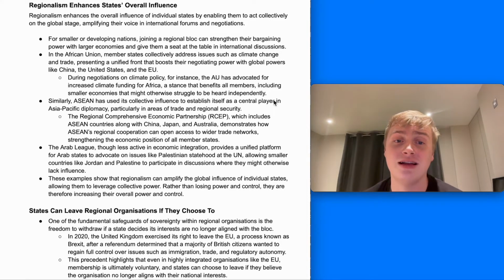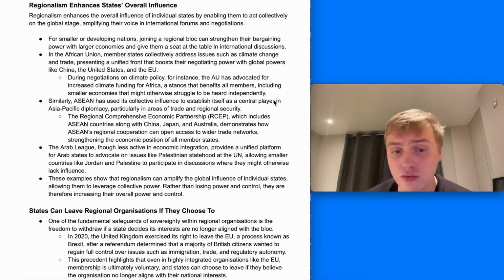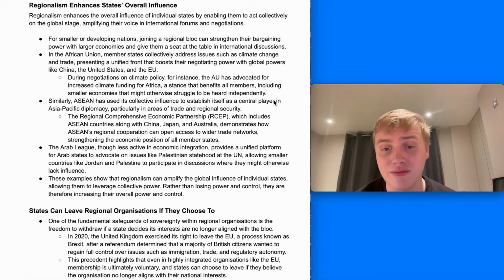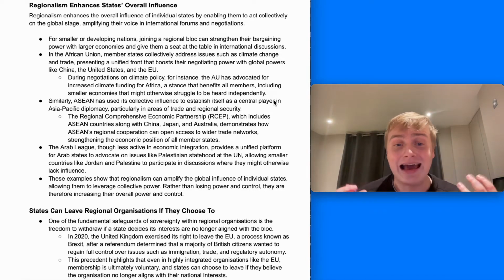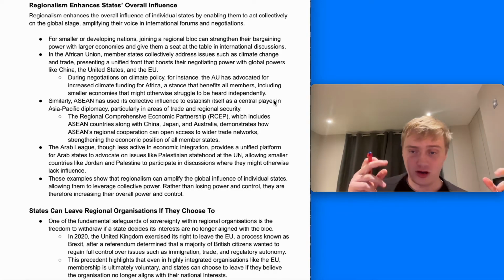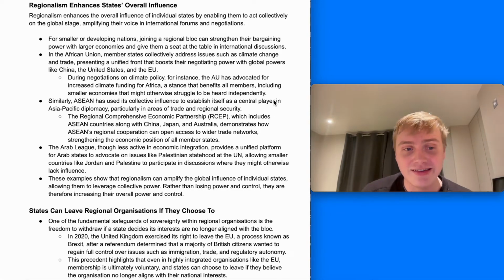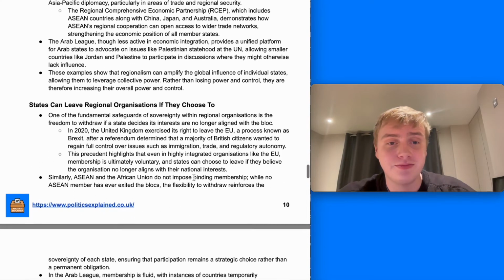Similarly, ASEAN has used its collective influence to play a central role in diplomacy, particularly in trade and regional security. And this shows that regionalism can amplify the global influence of individual states, allowing them to leverage collective power. So rather than actually losing power and control, which the idea of it compromising national sovereignty suggests, they're actually increasing their overall power, control, and influence.